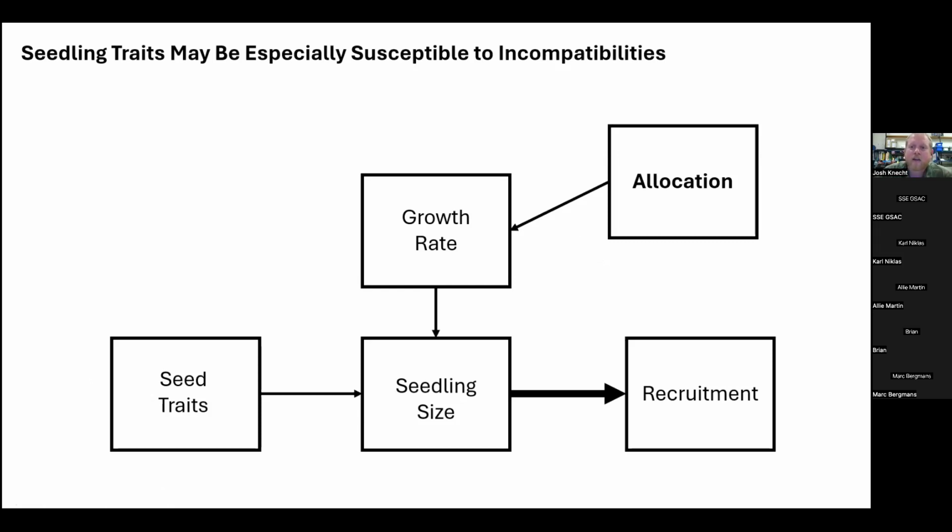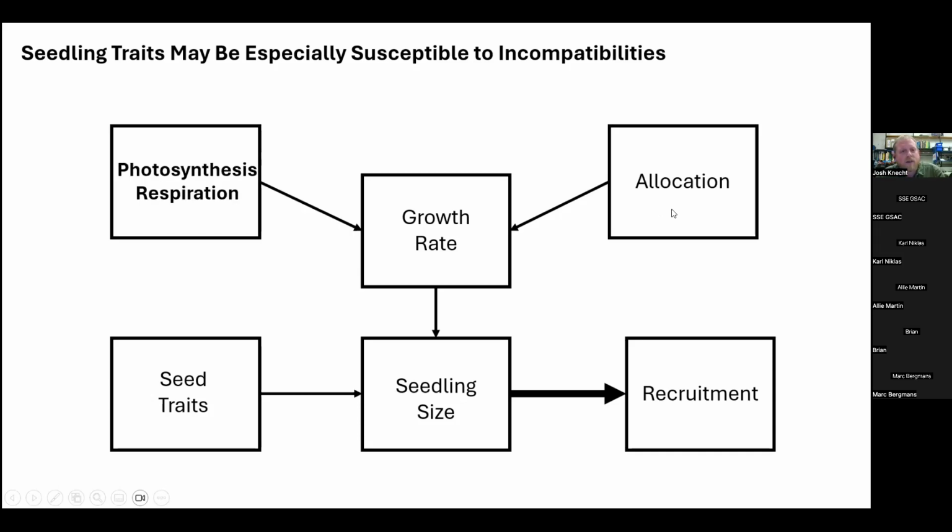So if they over allocate to leaves, they may not allocate enough to roots and be susceptible to things like drought. Or if they over allocate to roots or leaves, they might not make enough chemical defense and be susceptible to fungal attack or insect attack. So there's a lot of push and pull here that may be the source of negative interactions that can affect these phenotypes.